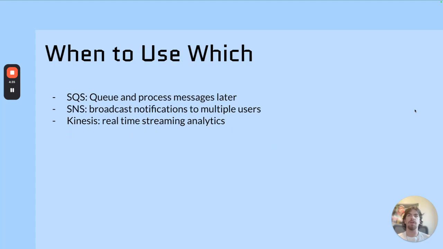Now we're going to go over when to use each service. The quick rule of thumb here is SQS is to queue and process messages later. You'd use SNS to broadcast notifications to multiple endpoints, and you would use Kinesis when you need real-time streaming analytics with replay capability.